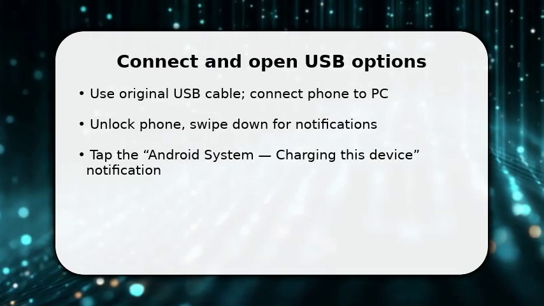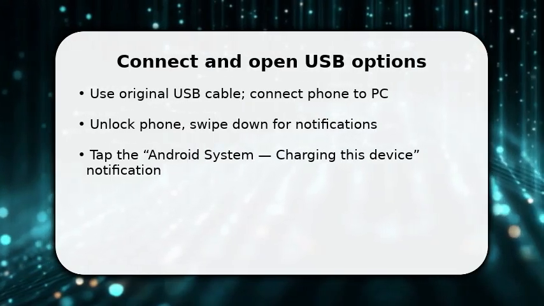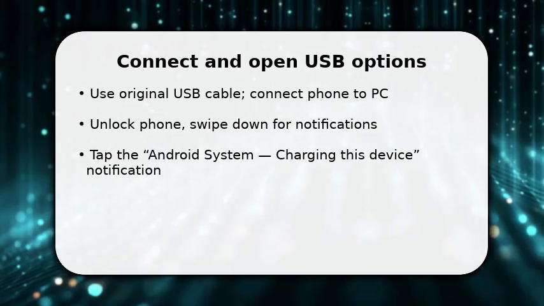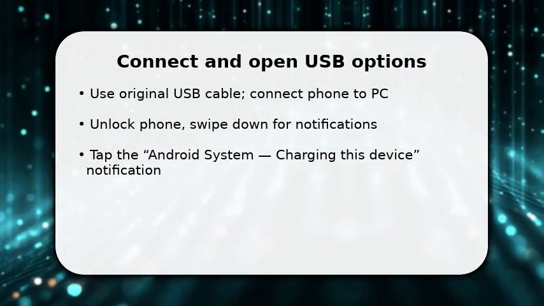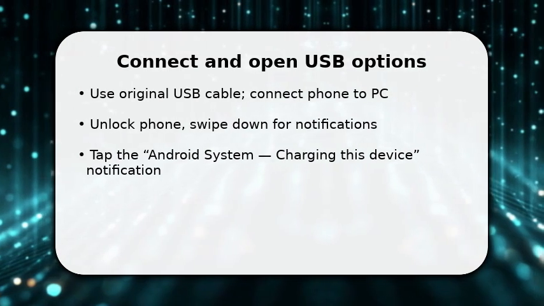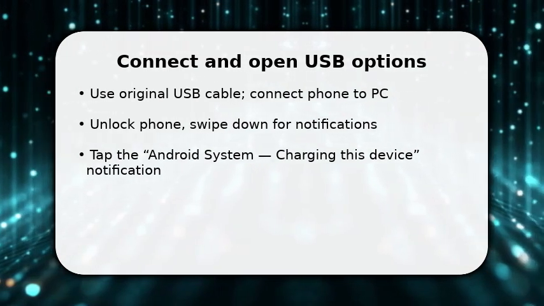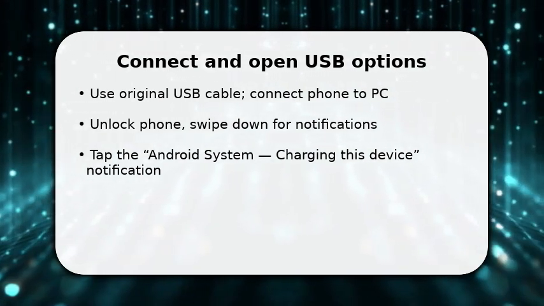When it appears, select the USB Preferences button to expose modes. Pick File Transfer, MTP, so the computer can see media and documents. This initial step switches the link from power-only to data-capable mode.